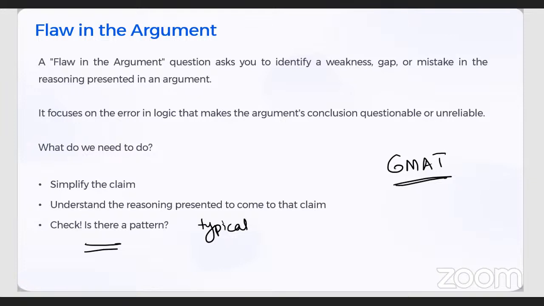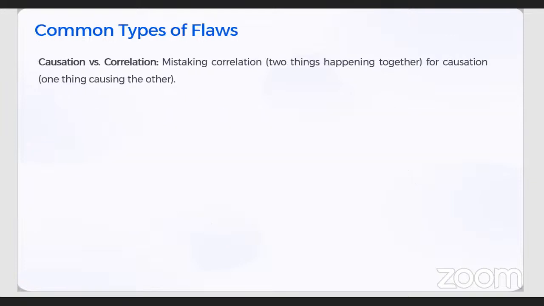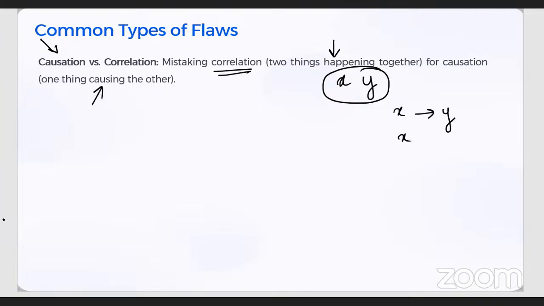Let's very quickly have a look at the typical patterns or typical flaws that you normally see in a flaw in the argument question. The most commonly seen flaw is causation versus correlation, where sometimes all that you have is a correlation where two things just happen to be happening together. And for some reason, the author seems to think that this one thing is causing the other. For example, let's say X and Y happen together. They just happen to occur together, but the author might conclude that X has caused Y or Y has caused X or something along those lines.